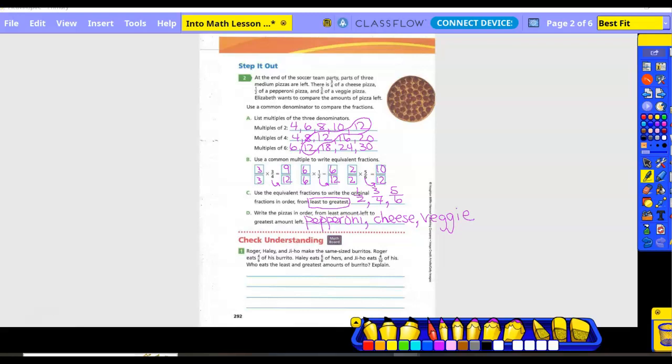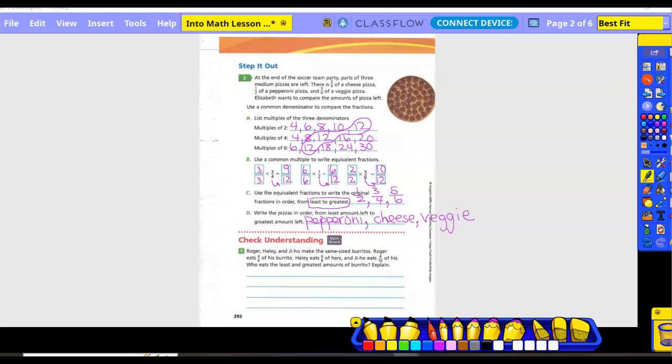Check understanding number 1. Roger, Haley, and Jaiho make the same size burritos. Roger eats 4/6 of his burrito, Haley eats 6/8 of hers, and Jaiho eats 4/10 of his. Who eats the least and the greatest amounts of the burrito?